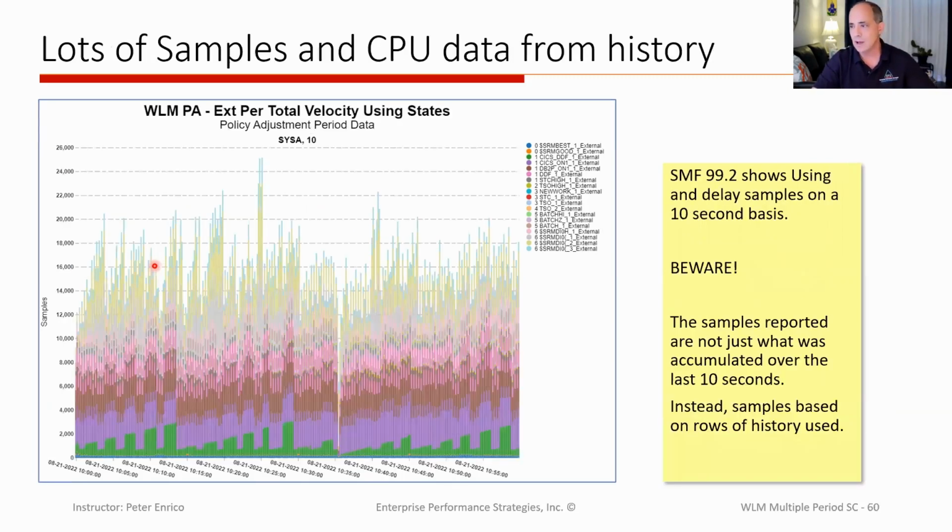Here we look at using states. If you're looking at using and delay samples on a regular basis in the SMF type 72 record, this is the using every 10 seconds. So if you want to understand who's using CPU or the delay samples, you can look at them every 10 seconds. This is the using samples every 10 seconds.